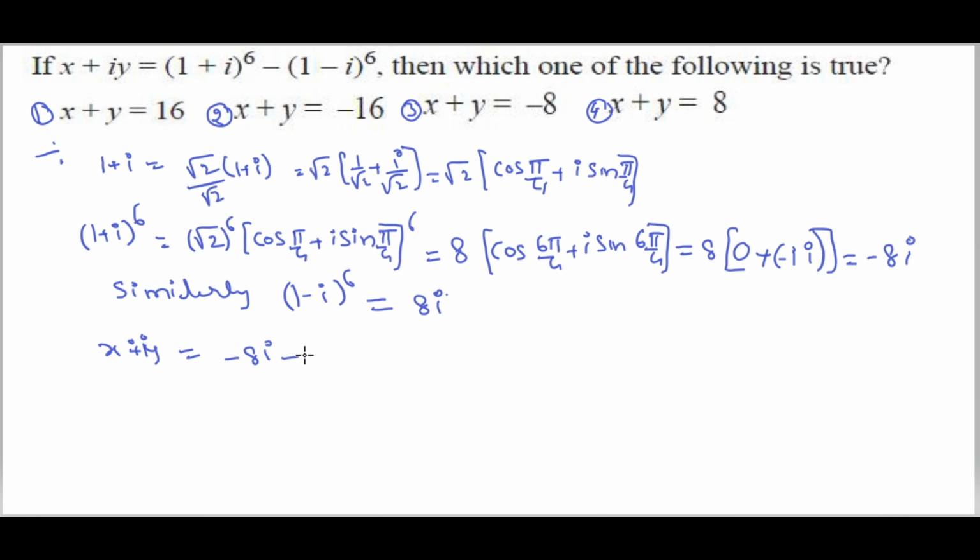So x plus iy is equal to (1 plus i) whole power 6, the value is minus 8i, minus x (1 minus i) whole power 6, that value is minus 8i, that is equal to minus 16i. Equating real parts, x is equal to 0, equating imaginary parts, y is equal to minus 16. Add these two equations, x plus y is equal to minus 16, that is the answer. So the second option is the correct answer.